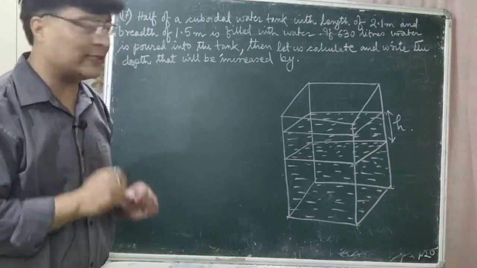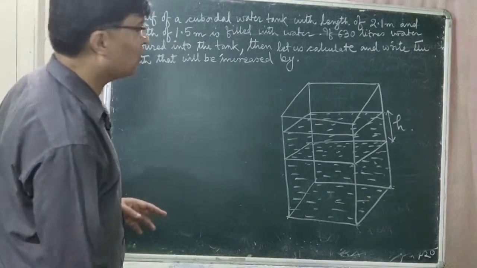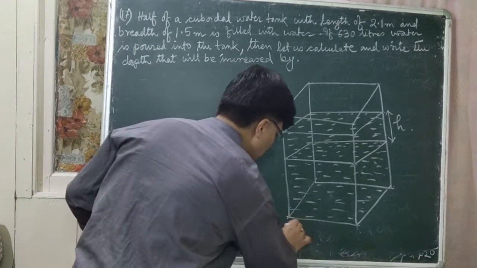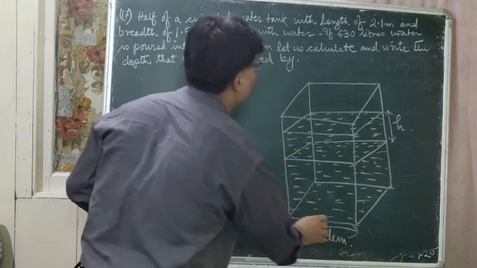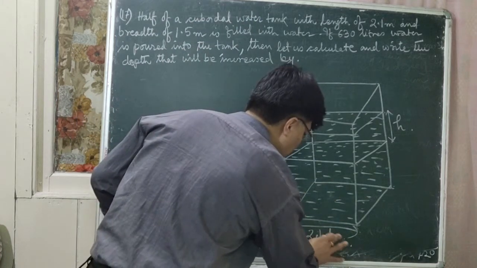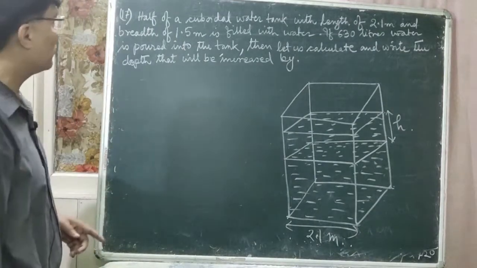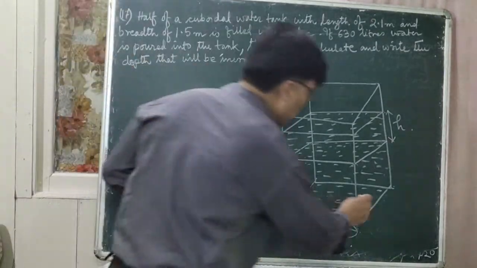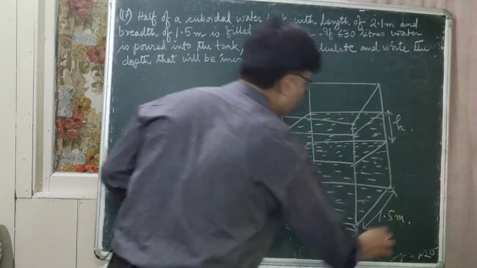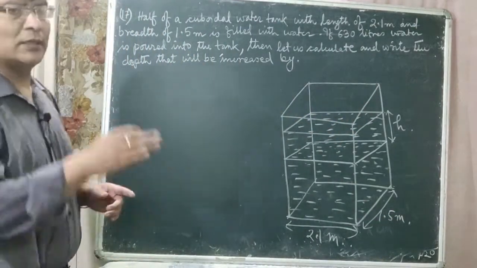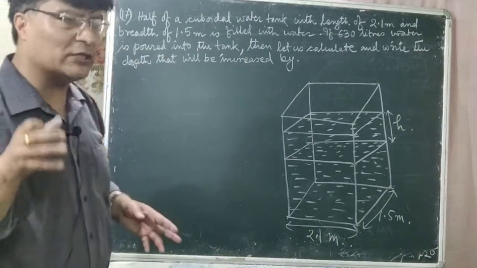त्यो युनिट पनि लेख्नु पर्छ। So now in this case what is the length of the water tank? This is the length of water tank. It is given as 2.1 meter. What is the length of the water tank? It is 2.1 meter. What is the breadth of the tank? 1.5 meter. Okay. Now 630 liters of water is poured into that tank.